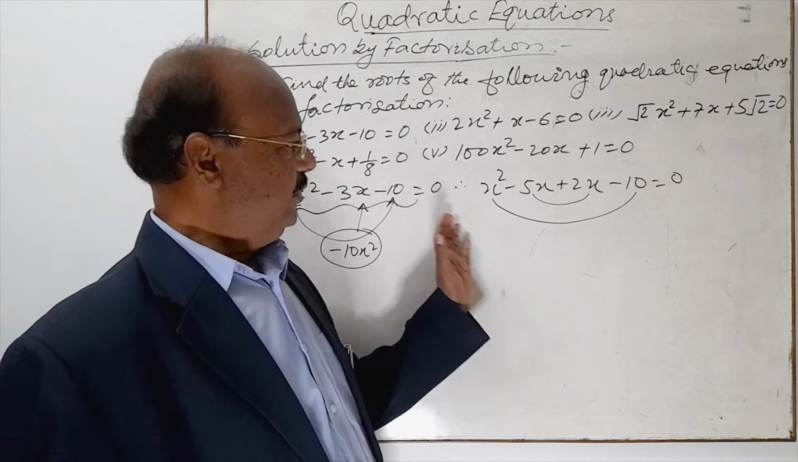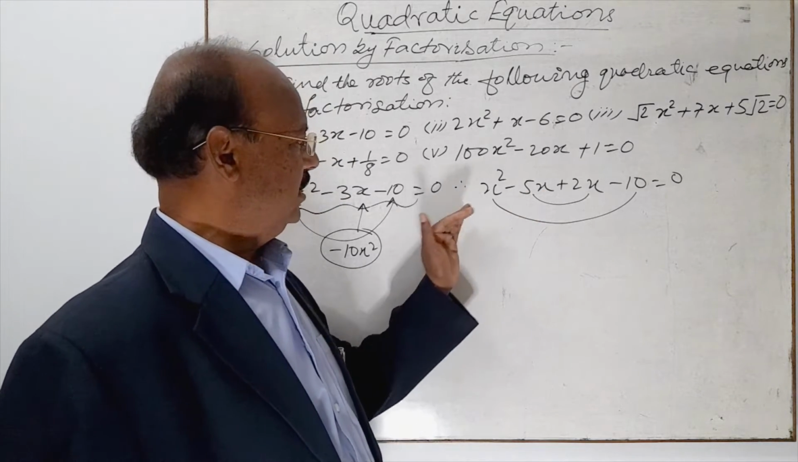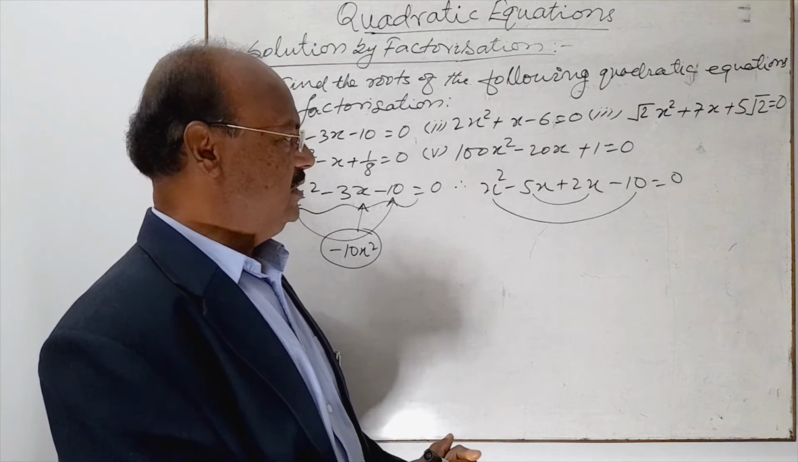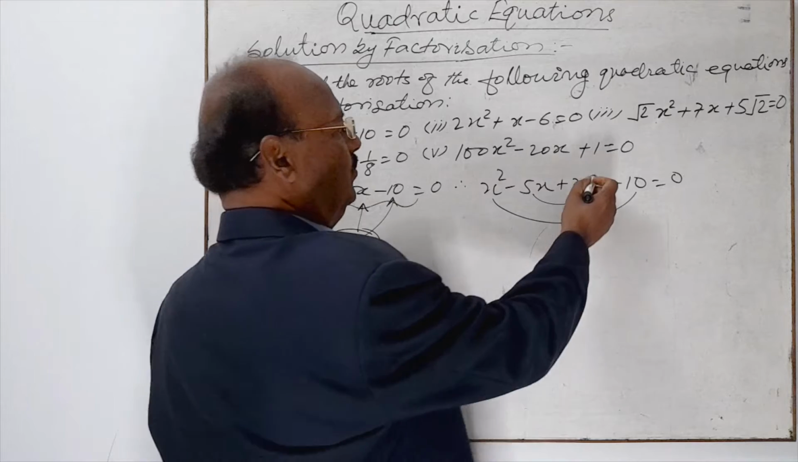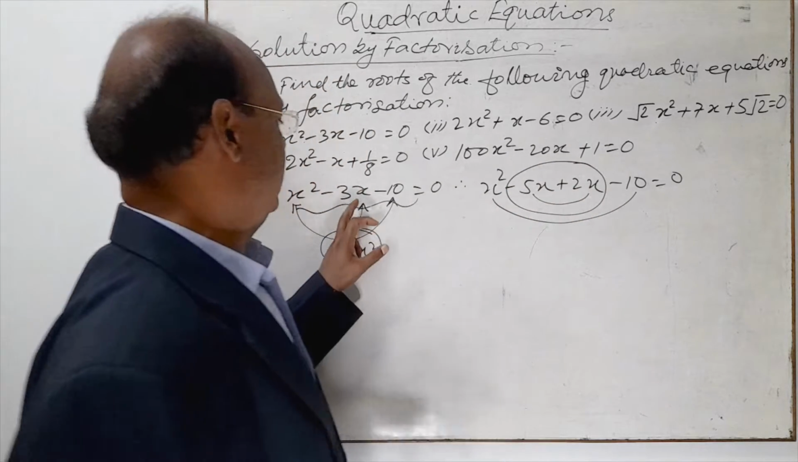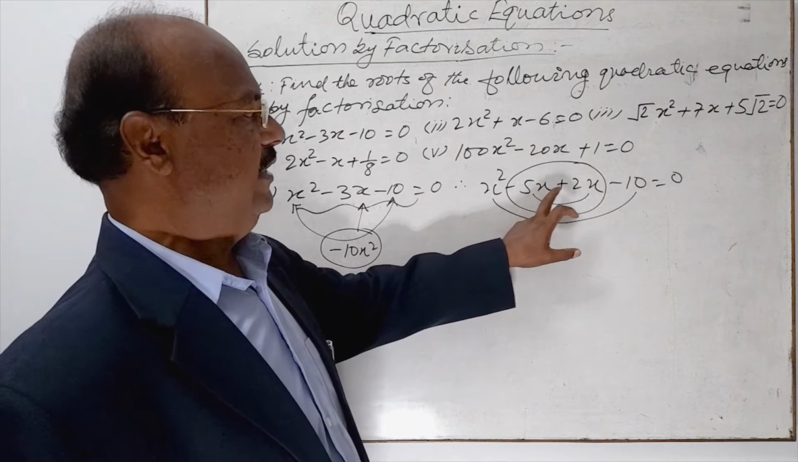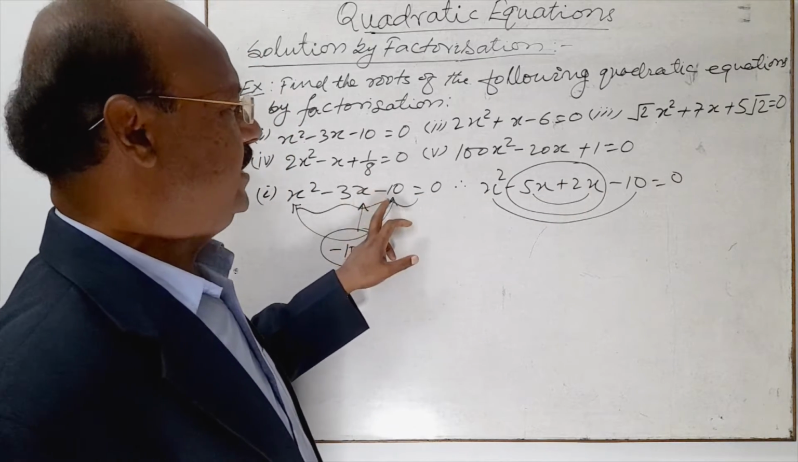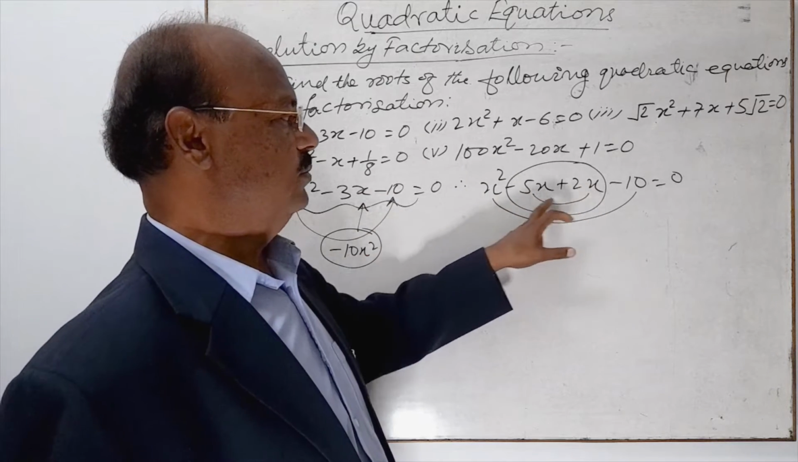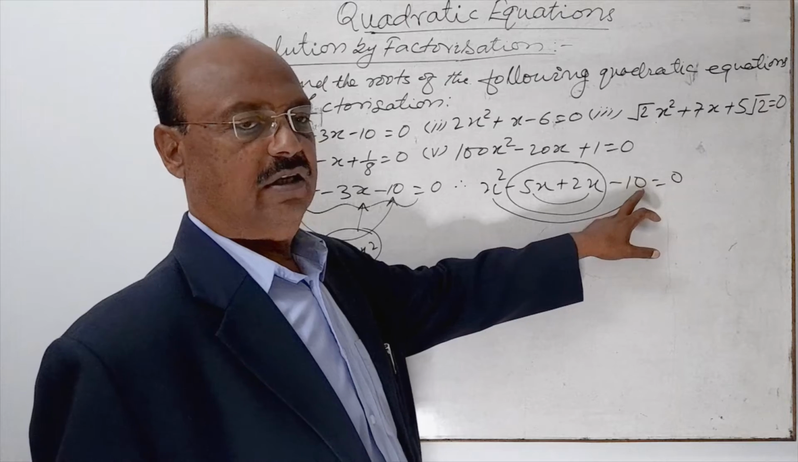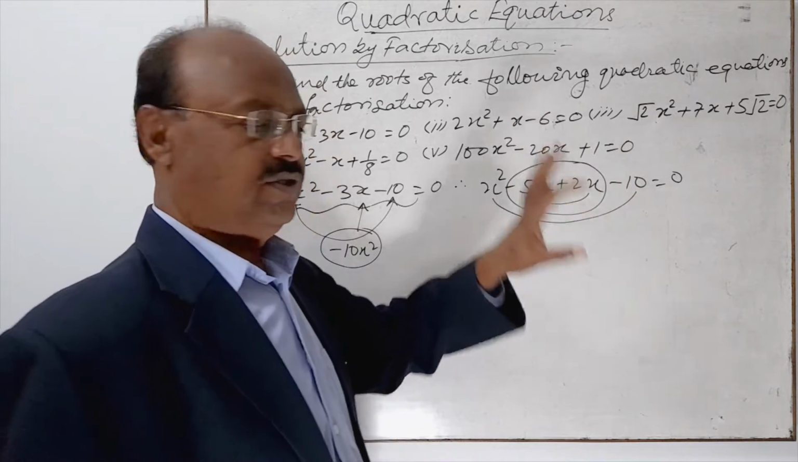So during factorization of the given expression, you have to take care that the sum or difference of these two terms will remain the same. Here minus 5x plus 2x is the same as minus 3x, as well as the product of these two terms is equal to the product of the first and last term. I hope you have understood it.